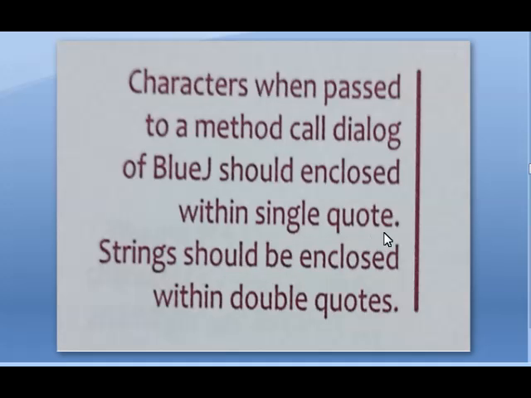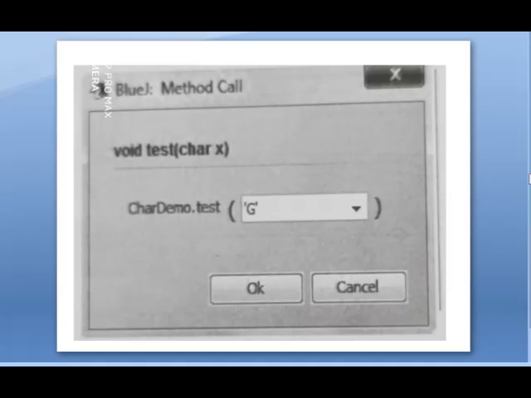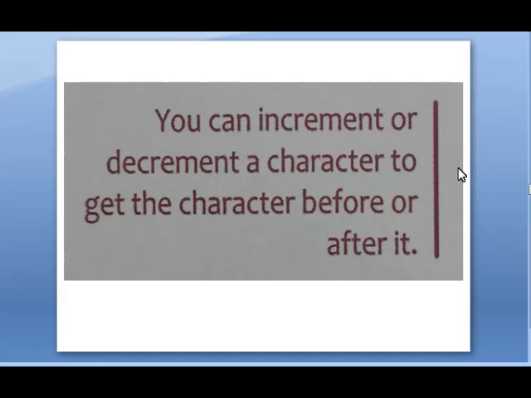Next, we are going to see the difference between a character and a string. Characters, when passed to the method called dialog of BlueJ, should be enclosed within single quotes. Strings should be enclosed within double quotes. So when you are writing a program using the function, you have to give the value during execution. If it is a character constant, you have to write the character between single quotes. You can increment or decrement a character to get the character before or after it.